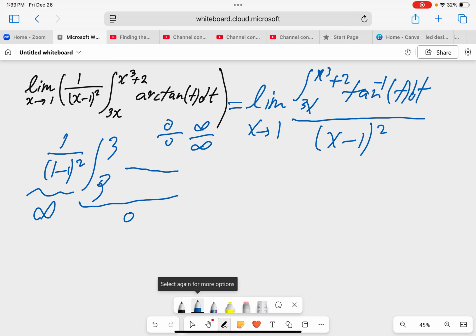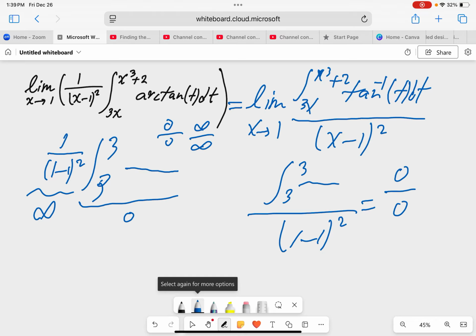So now I'm going to again replace the x with the 1 here. If I put 1 instead of x, this becomes 3, this becomes 3, all right? The bottom one is going to be 1 minus 1. So we know the integration with the same beginning as the ending gives you 0. 1 minus 1 is 0. 0 to the power of 2 is 0. Now we have 0 over 0 form. And that allows us to use L'Hopital's rule.